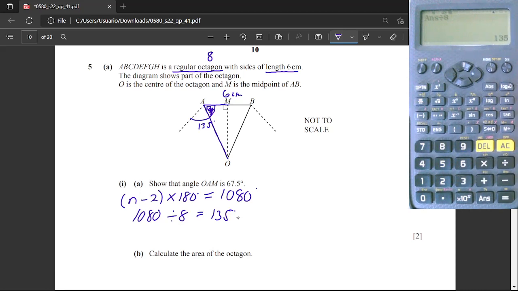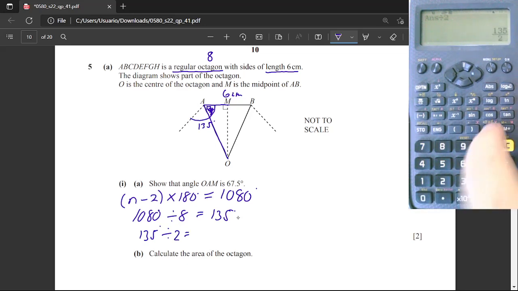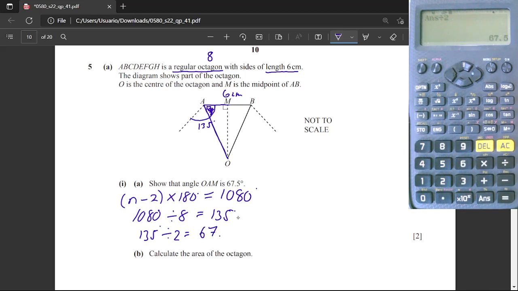Now we already have the whole angle there, 135, and because O is the center and the shape is regular, it cuts that angle exactly in half. So yes, the interior angle is 135. If we divide it by 2, that of course will give us 67.5. So we've got our first 2 marks in this question there. Okay, so let's update.